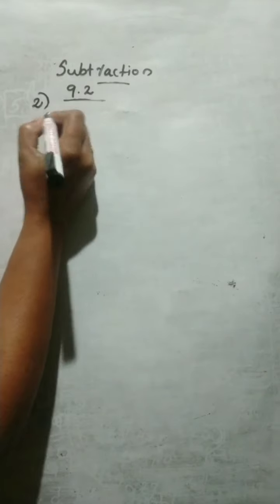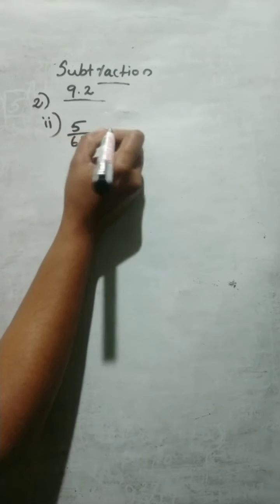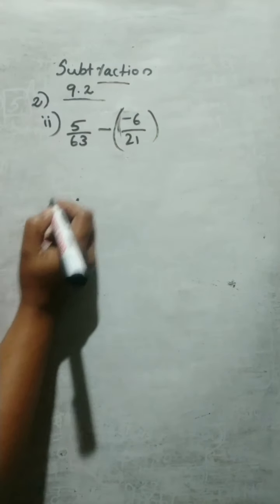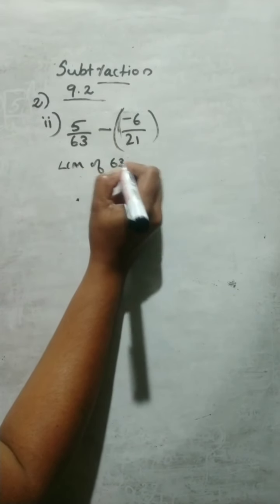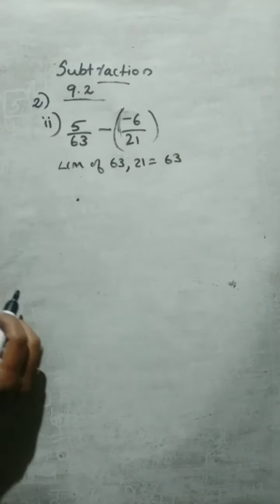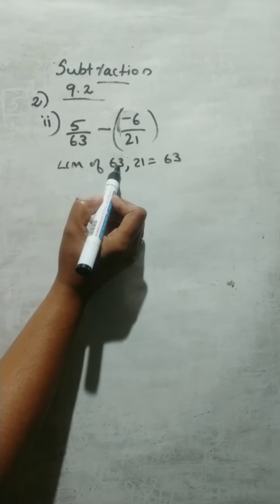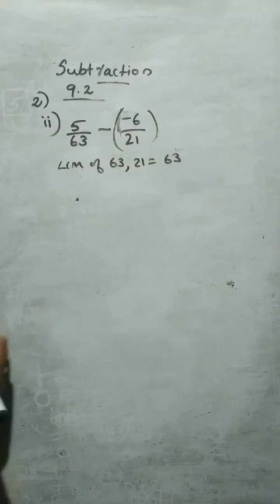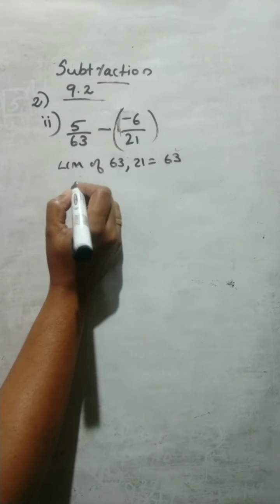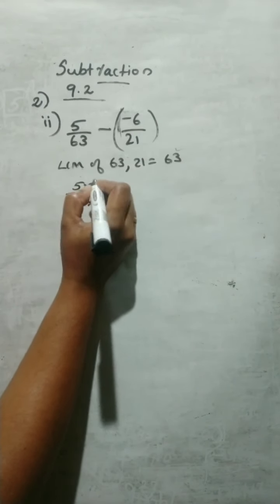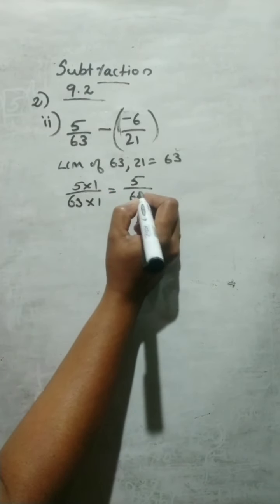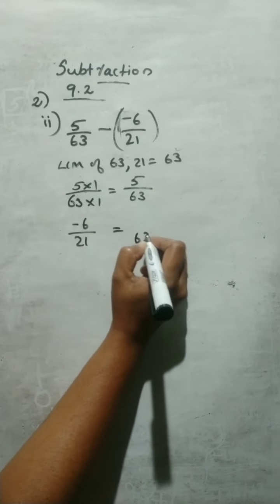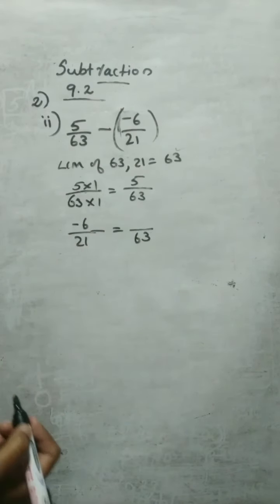Next question is 5/63 minus negative 6/21. Here the LCM of 63 and 21 is 63 itself, because 63 is there in the 21 multiplication table. So we can take 63 as the LCM. Then 5/63 we don't need to convert, by multiplying by 1 we get the same denominator. Then negative 6/21, we have to convert into 63 as denominator.